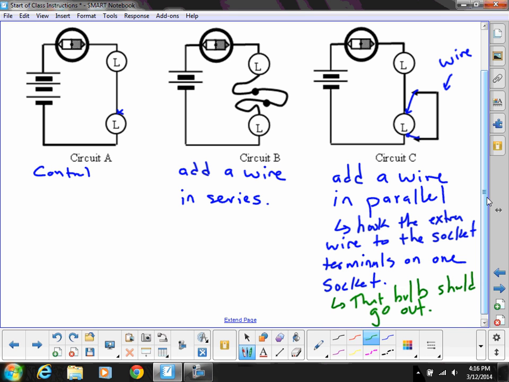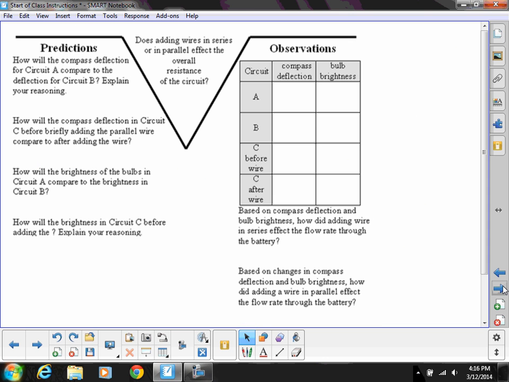Now, as far as your predictions, here's the rest of the handout again. Again, our focus question is, does adding wires in series or in parallel affect the overall resistance of the circuit? You have 4 predictions that you need to make. First one is, how will the compass deflection for circuit A compare to the deflection for circuit B? Explain your reasoning. Again, circuit B is where you're going to be adding wires in series.